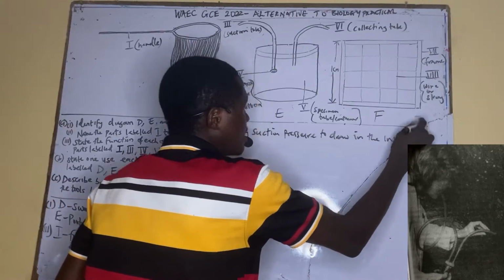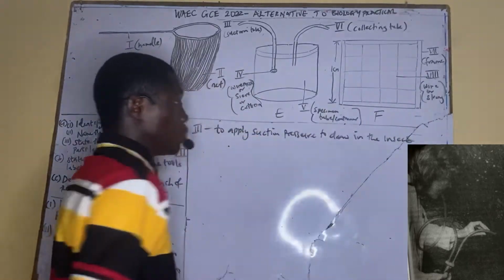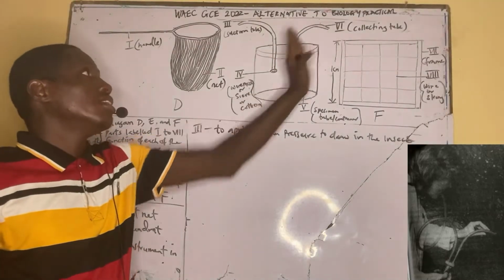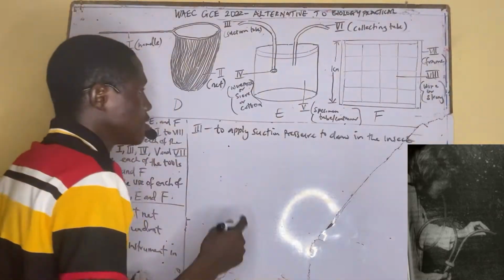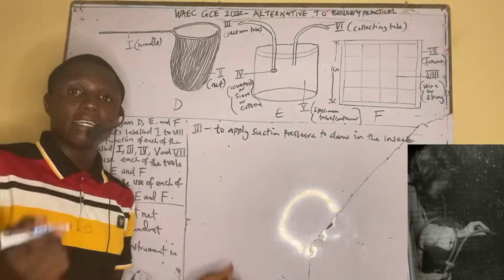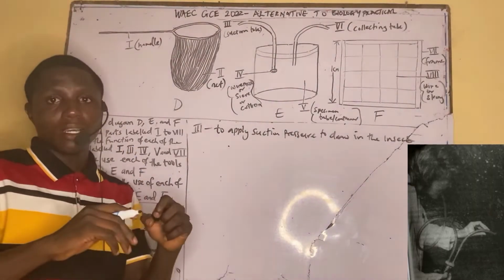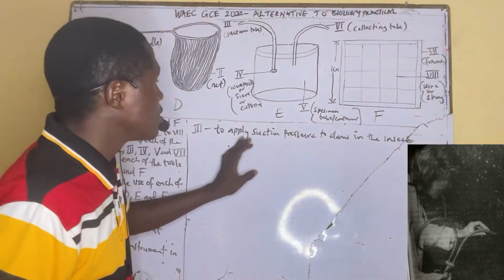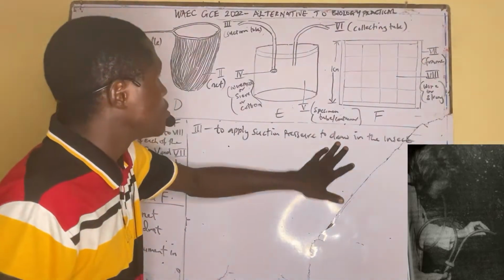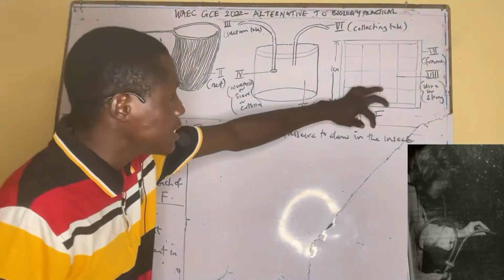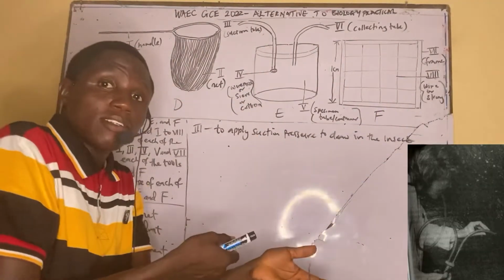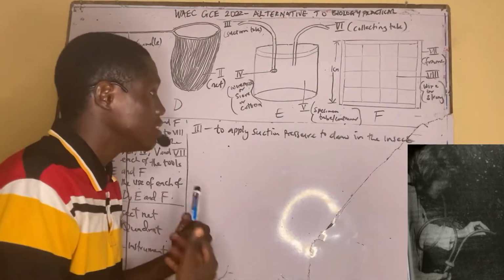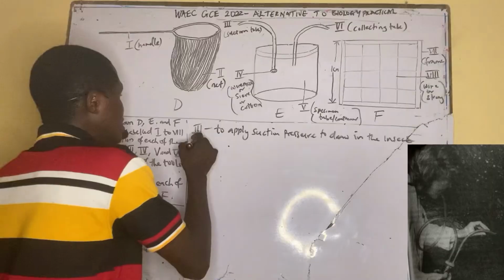To draw the insect through the collecting tube. As you apply the suction pressure here, the collecting tube collects the insect from the leaf, crevice, or holes. The suction pressure applied to the suction tube draws the insect from the leaves, from the crevice, or any point you wanted to collect the insect. So that's that.